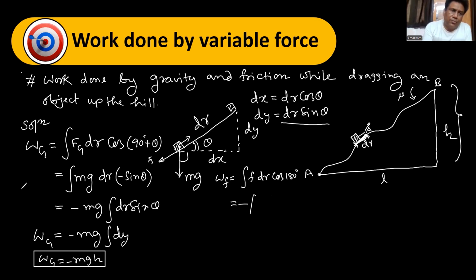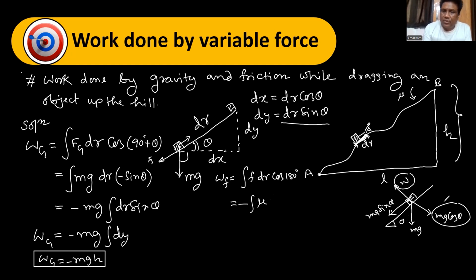And you know that frictional force is mu into normal reaction. If you draw the free body diagram, mg is vertically downward, and this part will be mg cos theta, if the angle is theta, and this is the normal. So the normal is equal to mg cos theta only. So it is mu mg cos theta and dr. Cos 180 is minus 1, already I have taken out.